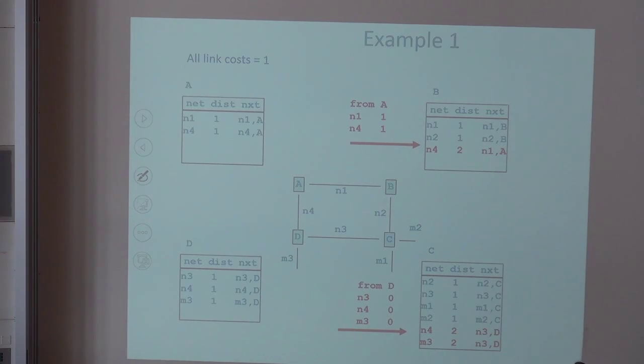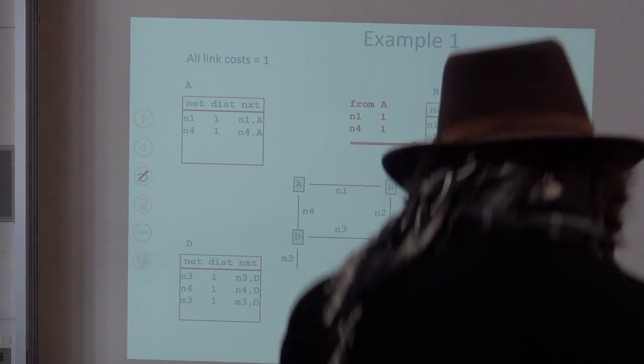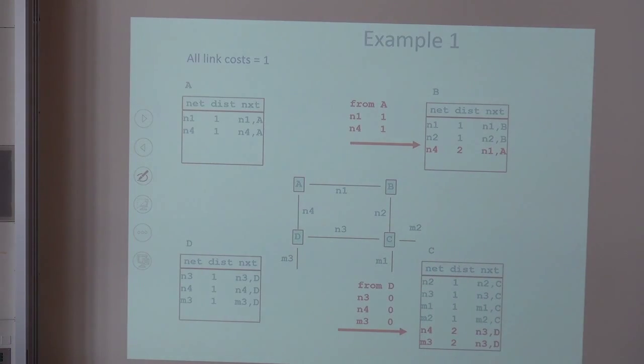When B receives this information, B applies distributed Bellman-Ford. Now it needs to apply it for each of the destinations. So it applies it for N1. It compares N1 to what is received. The next hop for N1 was B, so this is not from the next hop. So I look if that gives me a better distance. It does not, so there is no change in the routing table here.